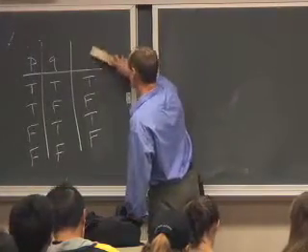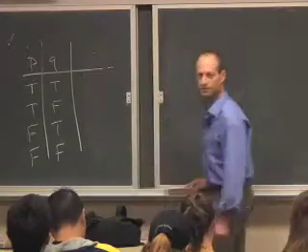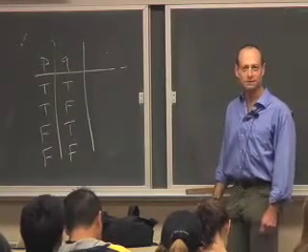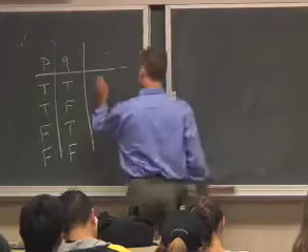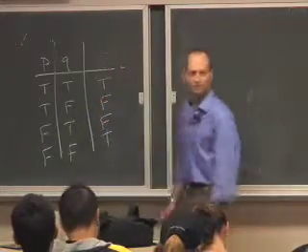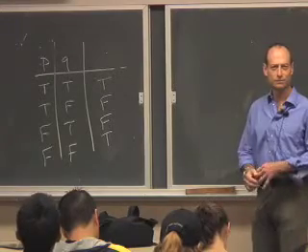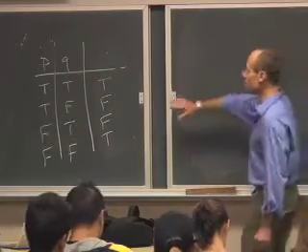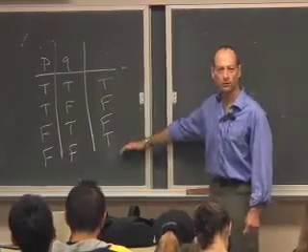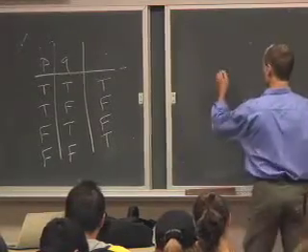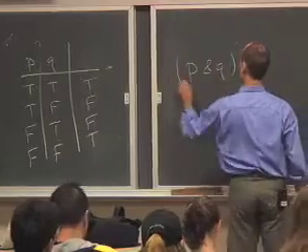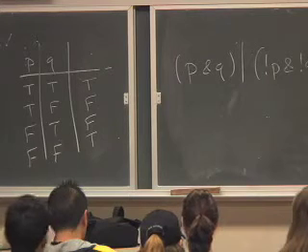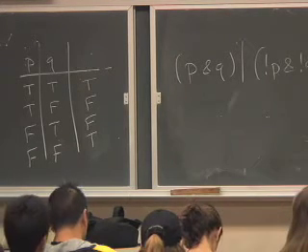How about another example? True, true, false, false is just P. How about true, false, false, true? Okay. This one has a name. When is this true? This is true if both P and Q are true or if both P and Q are false. So we can write that as P and Q, or not P and not Q. It's either both of them or neither. Both or neither.